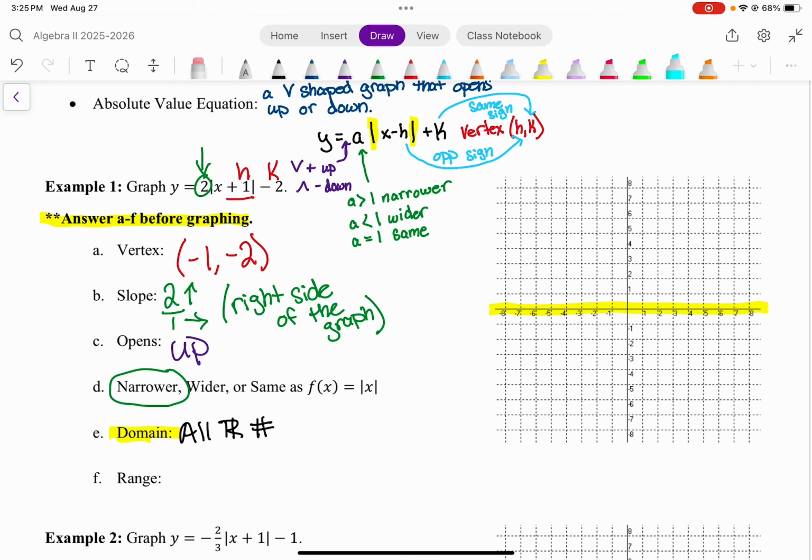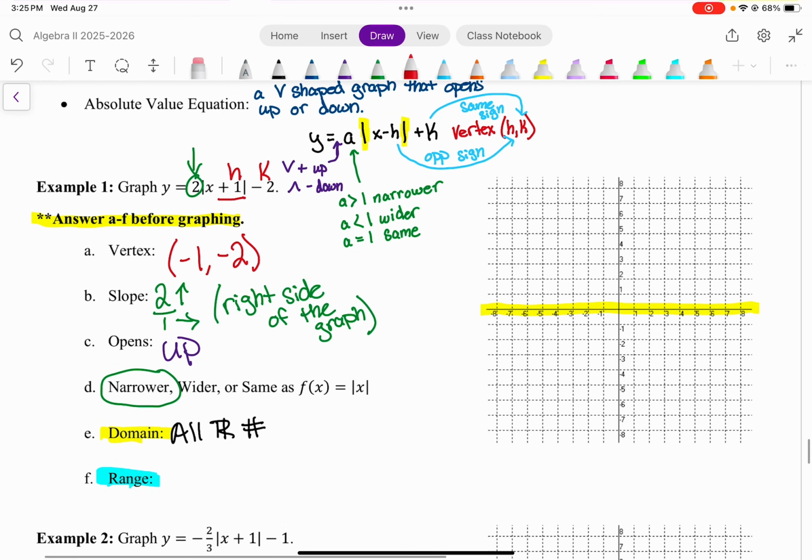Next, we have to identify our range. Now remember, range is talking about what y values we have. And I know I told you to answer this before graphing, but we're going to graph just the vertex so I can give you a visual of what I am talking about with this. So our vertex is at -1, -2. And we said that our graph was opening up. So that means our graph, the lowest point, is going to be at y equals -2.